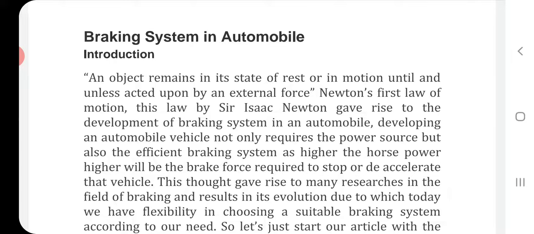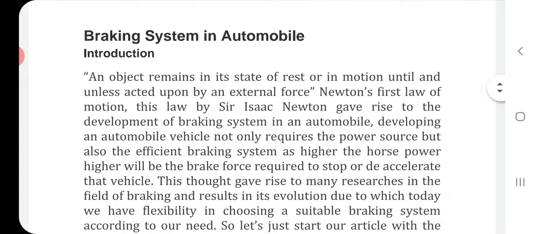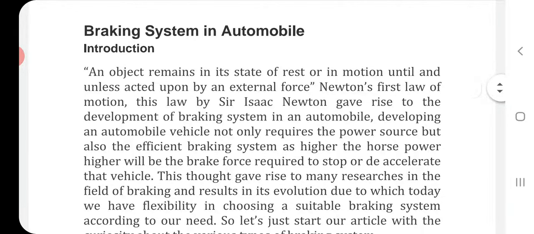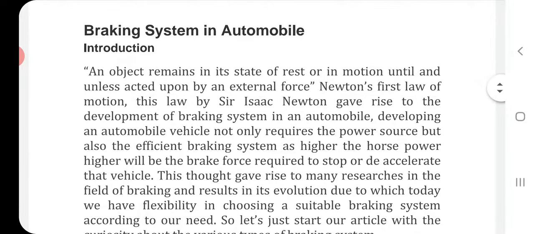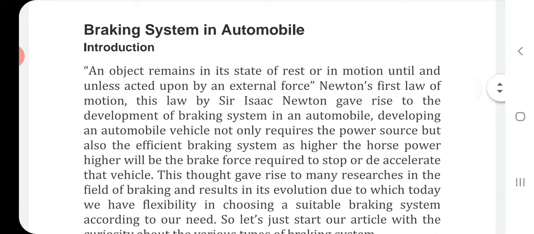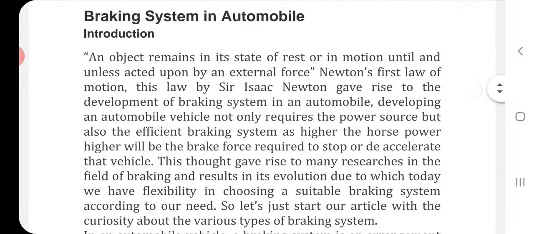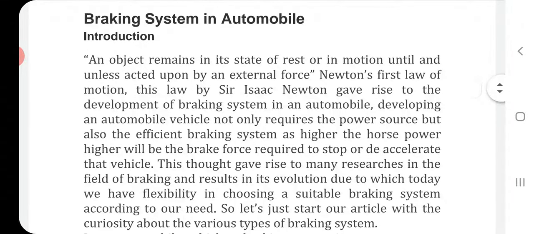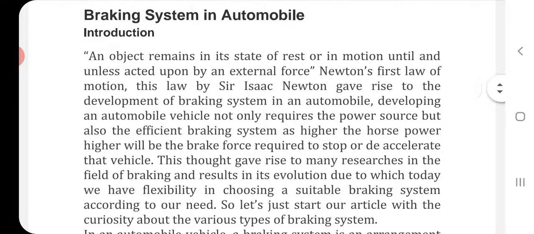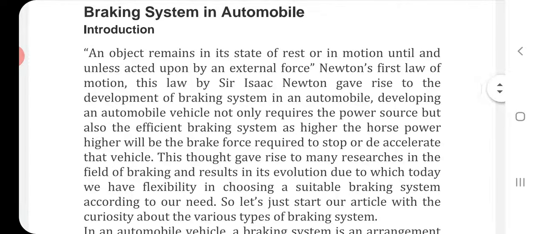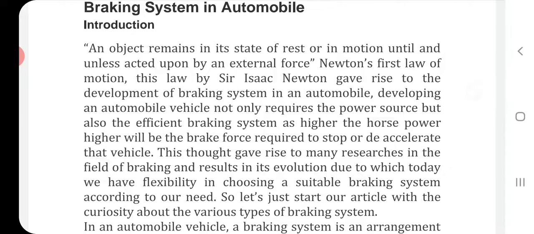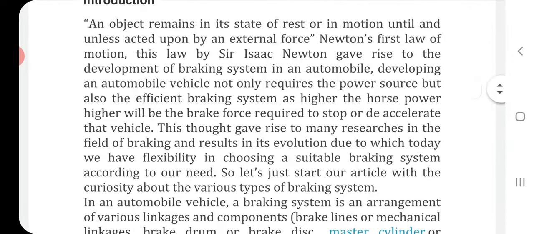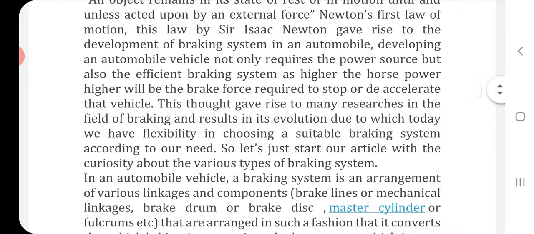All of you are familiar with this very important line, that an object remains in a state of rest or in motion until and unless acted upon by an external force. This is Newton's first law. So the body will keep on moving, so you need a braking system in order to bring that body to a halt. That is why the braking system is used, and you will find a braking system in all your automobiles, even in your cycle, in your bikes, in your car, everywhere. So there are different types of braking systems.